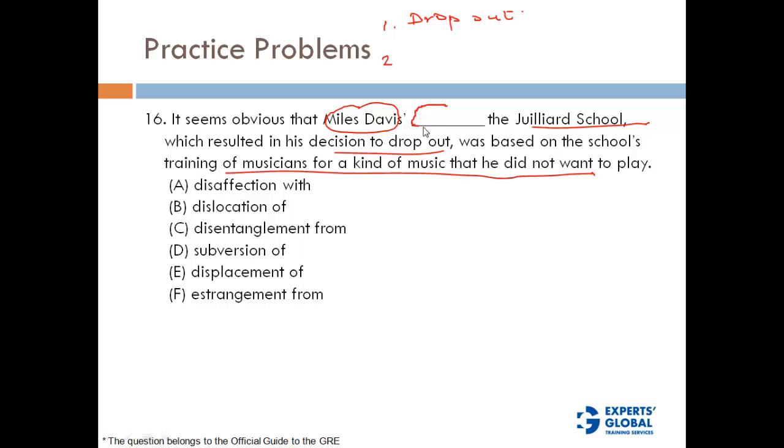Okay, so there was some kind of cause which basically led to his decision to drop out, right? What was that cause? That cause is dash. Okay, what is going to be the meaning of that? It is obvious that Miles Davis's dash lack of interest in the school, which resulted in the decision to drop out, was based on the school's training of musicians for a kind of music that he didn't want to play. We don't really know any specific meaning here. In that case we'll have to go with the answers. So we'll just try to fit every answer here and see if that makes sense. But it has to be a negative word, because that has resulted in the decision to drop out.